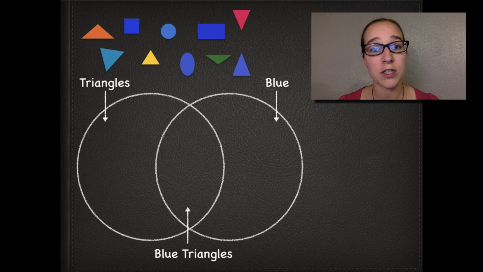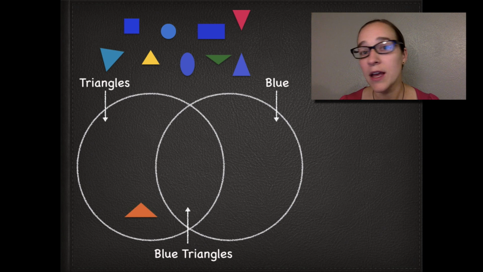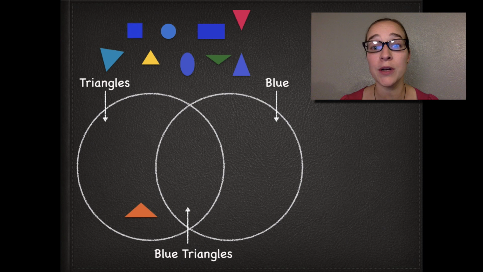So if we look at our first shape, it's an orange triangle. It can't go in our blue circle, but it can go into our triangle circle. So let's put it there. Our next shape is a blue square. It's not a triangle, so it can't go in our triangle circle, but it is blue, so we can put it in our circle that shows where our blue shapes go. Next, we have a blue circle. It's not a triangle, so we're going to have to put it here where our blue shapes go.